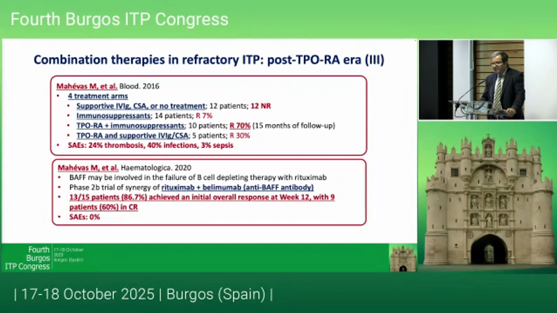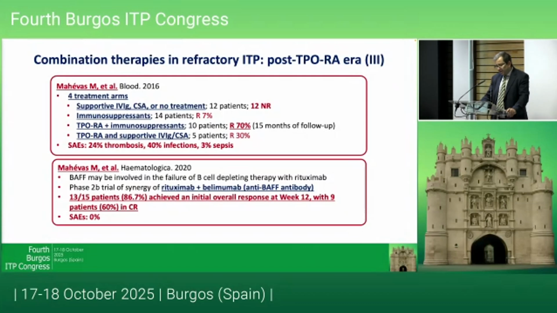The last combination is the paper that Sylvain presented yesterday, from Mathieu Maevas, published in Hematologica 2020. It is the combination of rituximab plus belimumab, an anti-BAFF antibody, and they observed close to 87% initial overall response at week 12, with 60% of patients achieving a CR and no side effects. So this combination, as Sylvain commented yesterday, we are expecting the results because this combination was the basis for the new drug combinations we are using now.